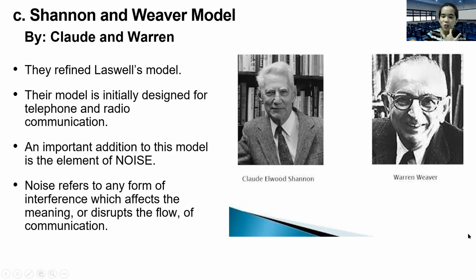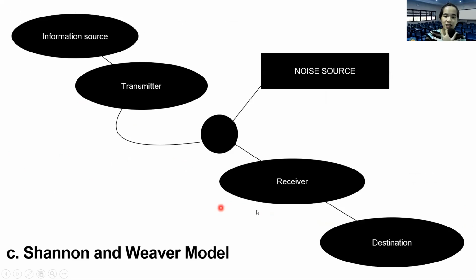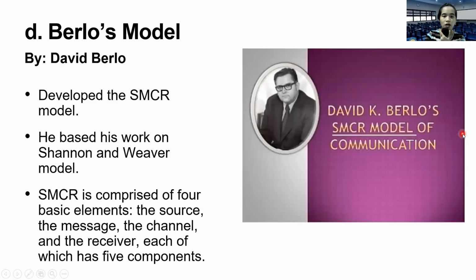Okay, let's move forward. We have here, of course, the model. We have the information source, the transmitter, and here you have the noise, the addition of Shannon and Weaver. Then you have the receiver and the destination. What's similar to these three models is that they are still linear, one way. So that's it for the linear model.